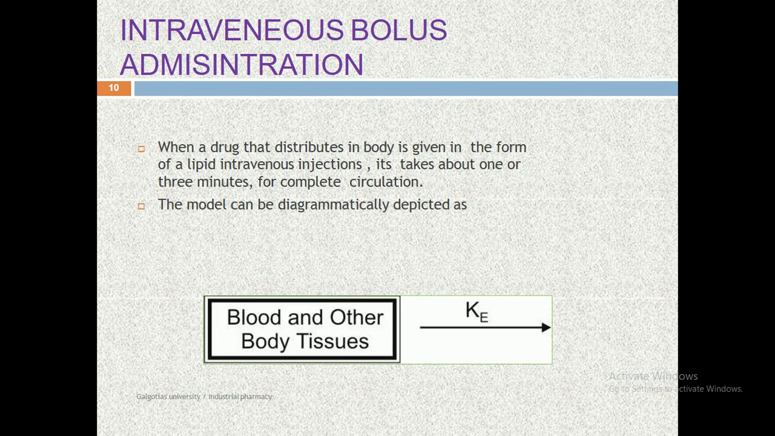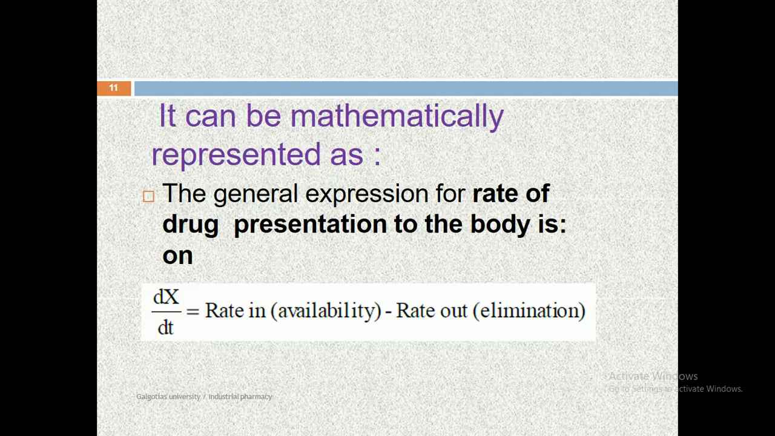Now let's suppose this is an intravenous bolus administration. When a drug that distributes in the body is given in the form of a rapid intravenous injection, it takes about one to three minutes for complete circulation. The model can be diagrammatically depicted like this: this is the blood and other body tissues, and this is the elimination constant. That is how, after administration of the drug, the rate at which the drug is eliminated from the body is shown.